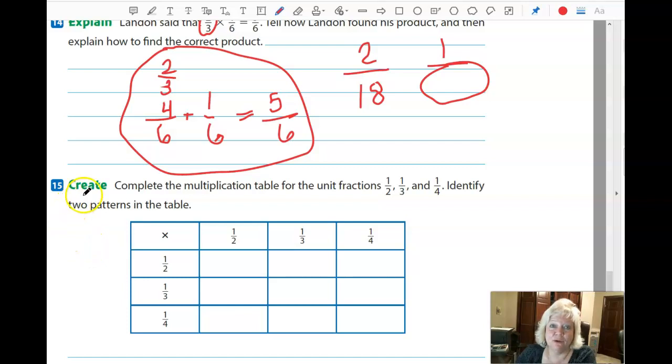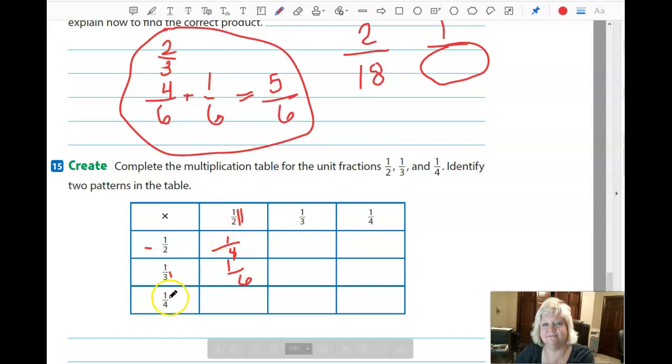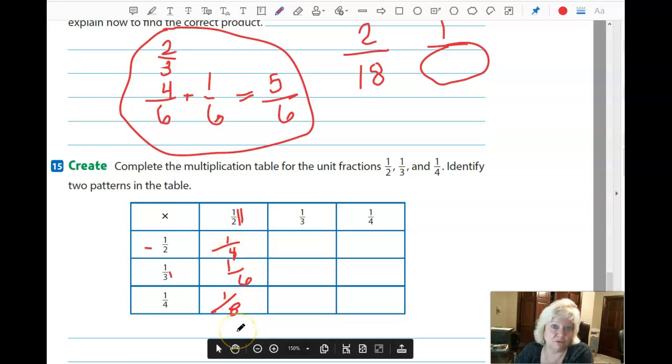Number 15. Now you have to do the actual creating. So it gives us the fractions. It says, this is like a table. If I did 1/2 times 1/2, I would end up with 1/4. If I did 1/2 times 1/3, I would have 1/6. If I did 1/2 times 1/4, I would have 1/8. Okay, so you see what happens every time? 4, 6, 8. Next one I think would be a 10.